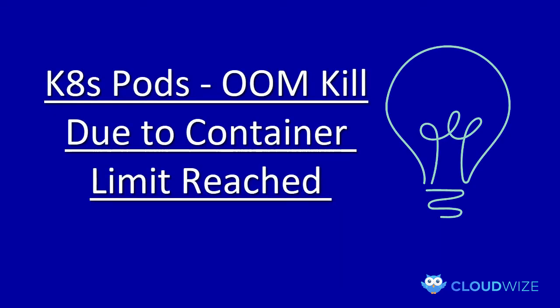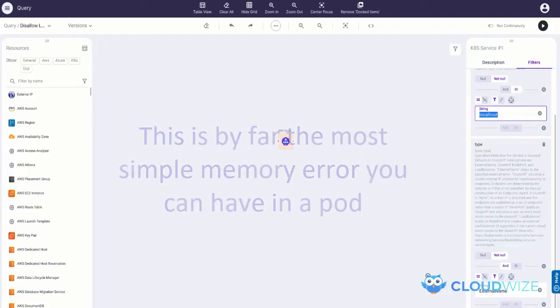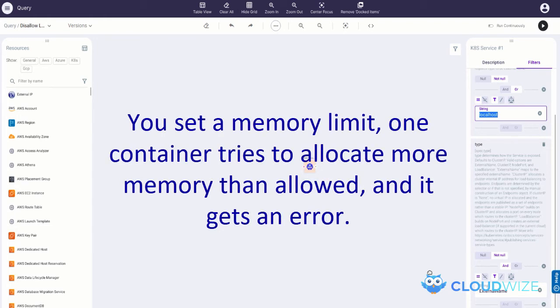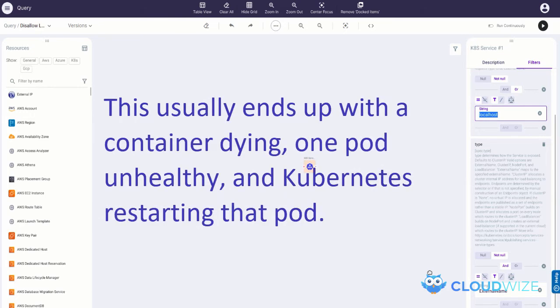Kubernetes pods, OOM killed due to container limit reached. This is by far the most simple memory error you can have in a pod. You set a memory limit, one container tries to allocate more memory than allowed, and it gets an error. This usually ends up with a container dying, one pod unhealthy, and Kubernetes restarting that pod.